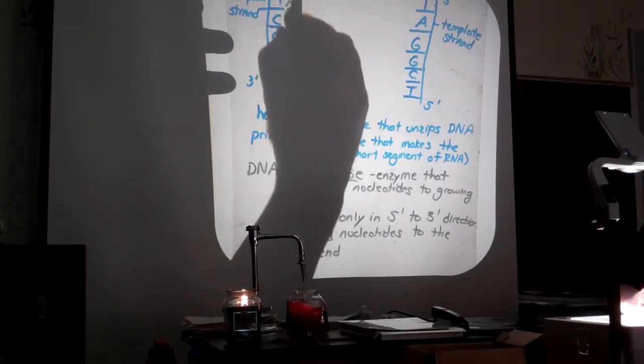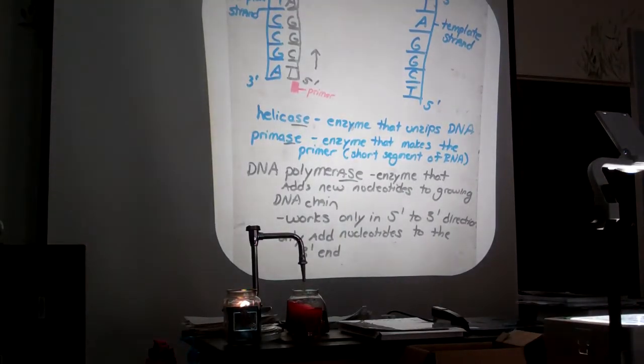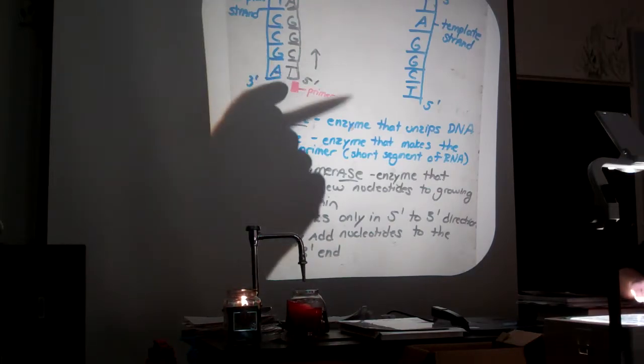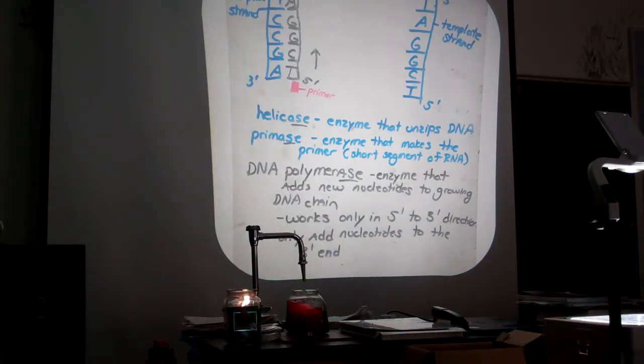You get it. And the reason I'm drawing it like this, just so you know, it's going to go one at a time, 5' to 3' direction. It's now made a new side of the DNA in the 5' to 3' direction. Bada bing. What'd you say? Do you have a question?